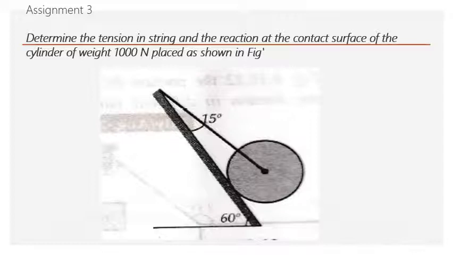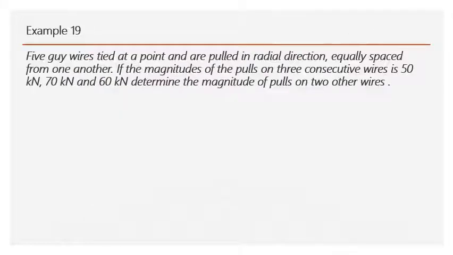See here, the line is making an angle of 60 degree with the horizontal, right? So what is the angle of the string? 60 minus 15, you get it as, I think, 45 degree. Okay. So let's move on to the next problem.